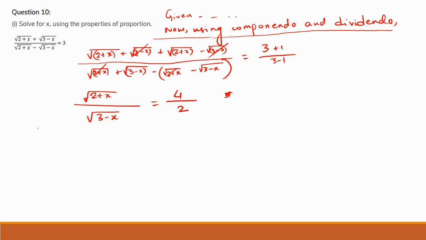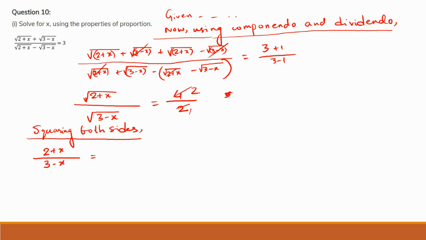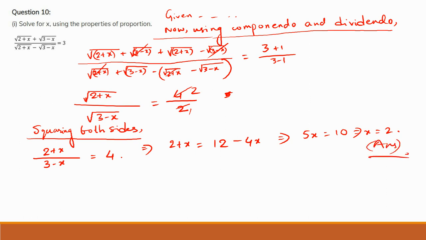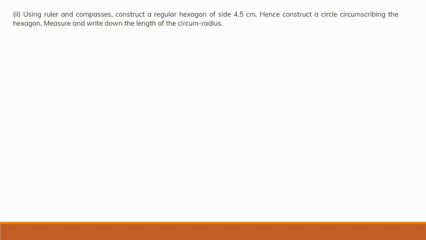So squaring both sides, you can just write the next step as squaring both sides. What you will get is 2 plus x divided by 3 minus x equals 4, right? So from this you will get 2 plus x equals 12 minus 4x. From here you will get 5x equals 10. From here you will get x equals 2. This is the answer. Pretty simple problem, I think. Okay, so that's it. Let's move to the next question.